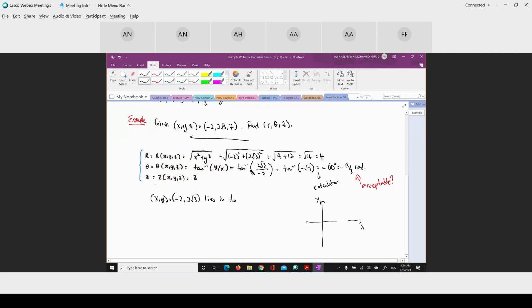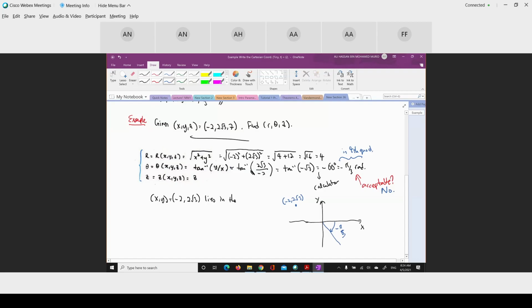It's in the second quadrant, right? The point -2, 2 square root 3 is in the second quadrant, while this angle is in the fourth quadrant. So the angle is not in line with the position of the point. So that means the answer here is no.